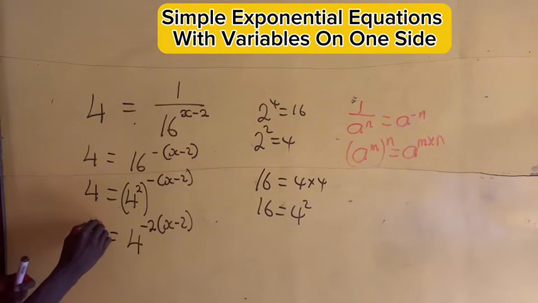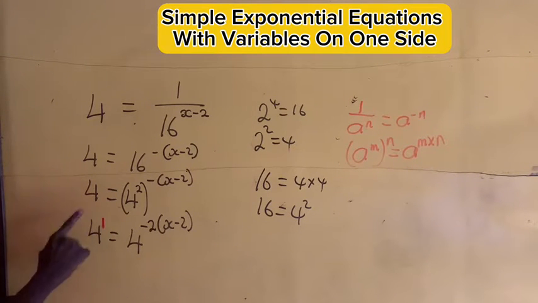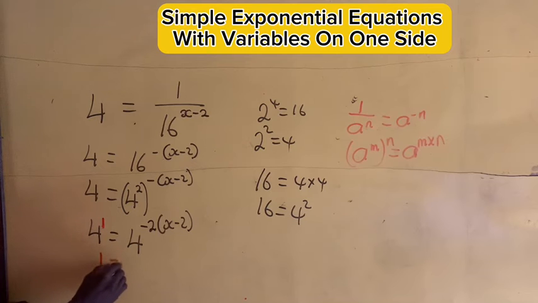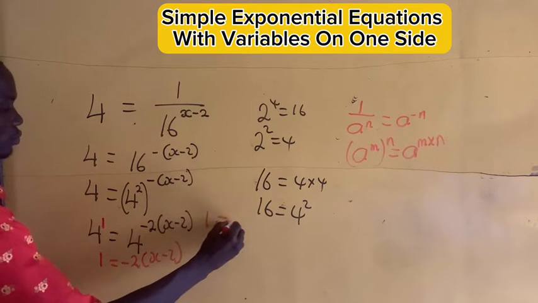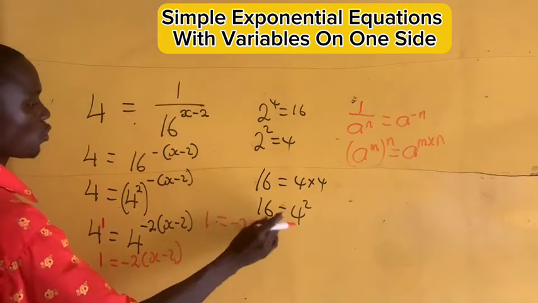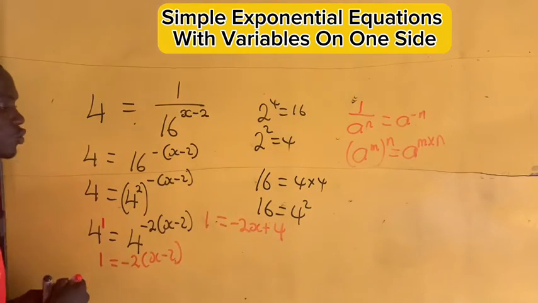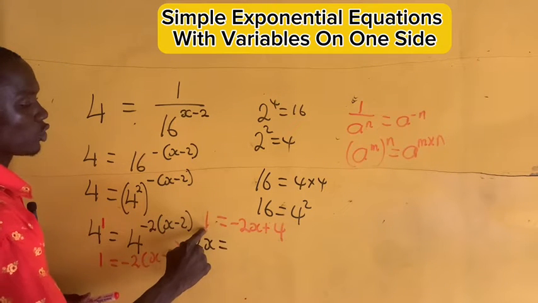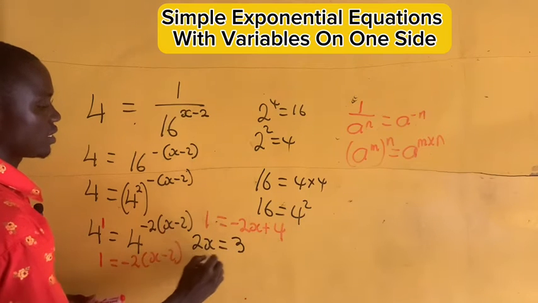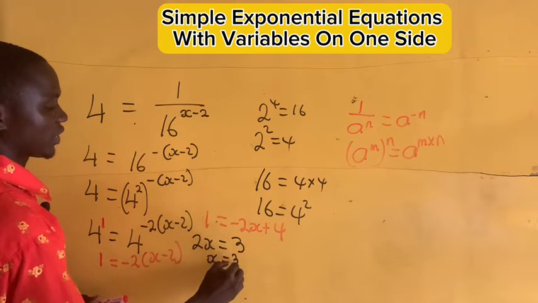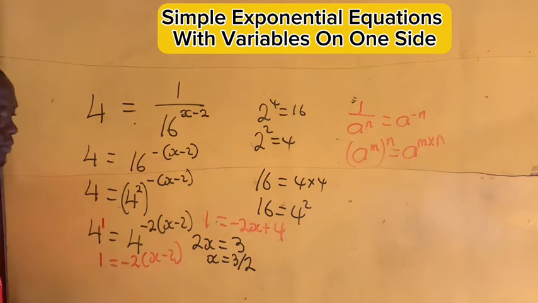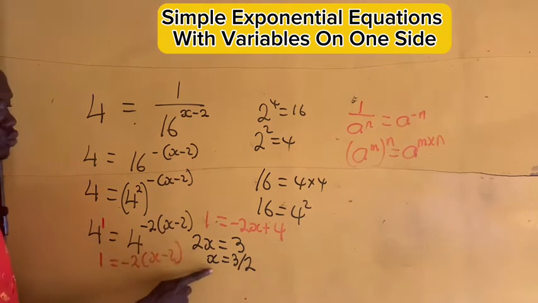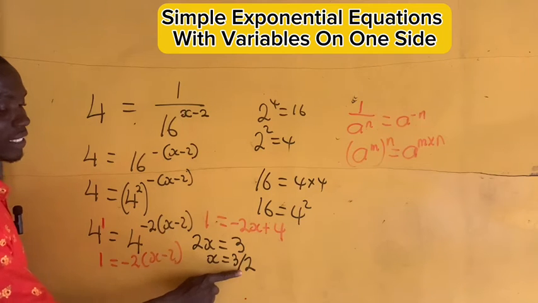Now, here the power here is 1, because 4 power 1 is 4. So we take 1 equals minus 2 times x minus 2. This gives us 1 equals minus 2x plus 4. So here, if this negative comes here, it becomes positive 2x. We subtract this 1 from 4 to get 3. So you have x equals 3 divided by 2 in a very simple way. Because if you divide here by 2, you get x, and you divide here by 2 to get this.